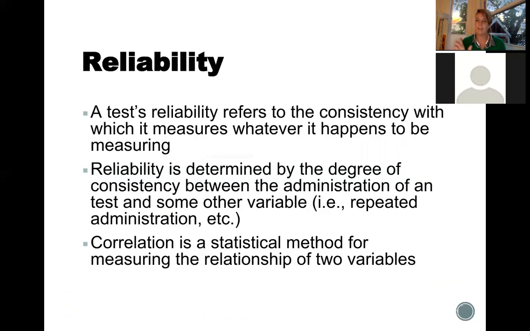All right, now we're going to think about, is this test reliable? The best synonym for reliability is consistency. It is determined in terms of the administration of a test and some other variable. We're going to talk about the various types of variables that you're looking at for that relationship, that consistency. And to measure consistency, we use a statistical term called correlation.